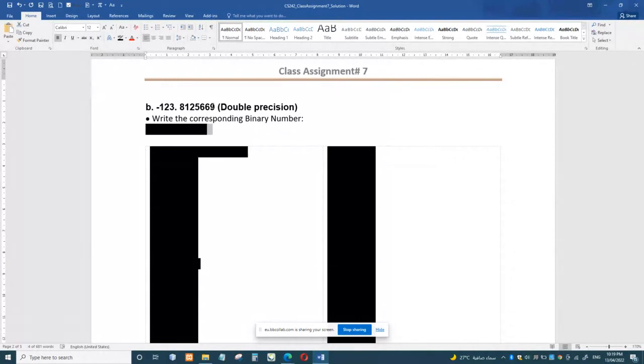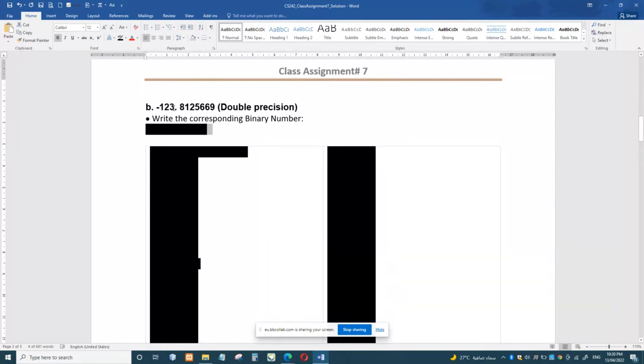Since you are getting more bits for storing the fraction or mantissa, you will get better precision. As we usually know, with double precision you can get precision up to 12 digits after the decimal point. Anyway, we are going to use 64 bits for representing this number.